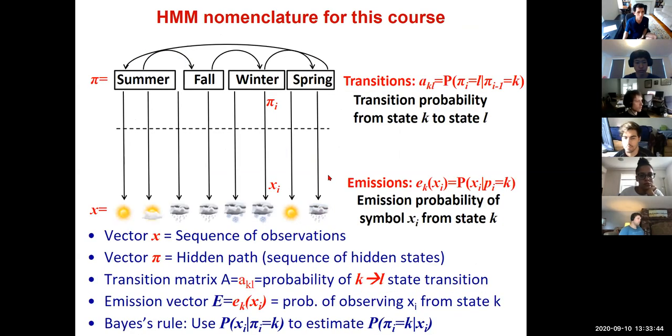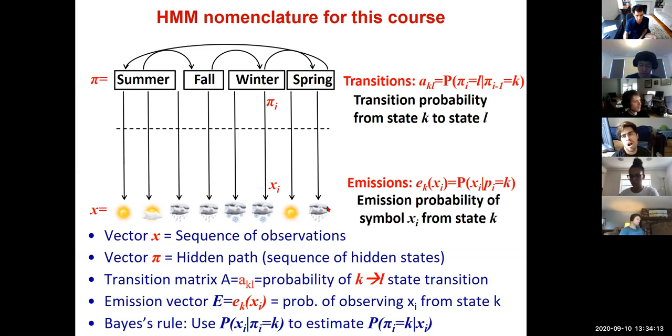So let's put math behind all this, and hopefully that'll help make things clear. A hidden Markov model consists of a series of observations, which is the observable things that you see down the tunnel through your window. That series of observations is sun, clouds, rain, rain, snow, snow, sun, rain. That's your vector X of observations.